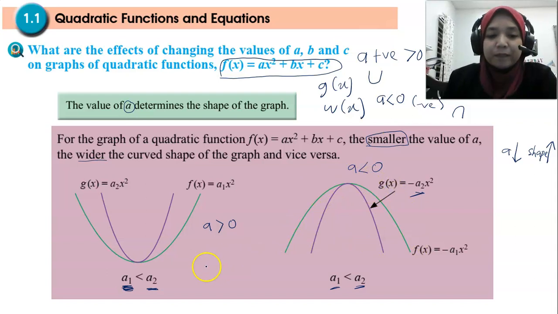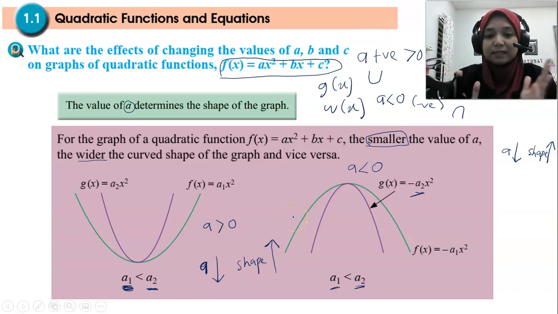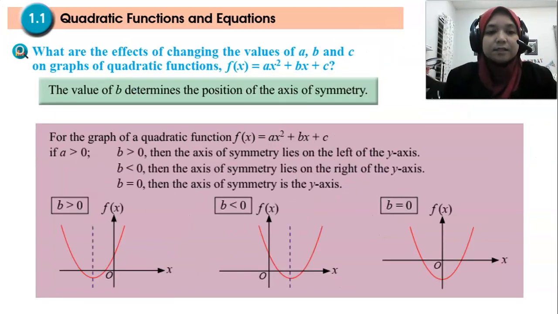So awak kena ingat je, bila a smaller, shape will be wider or greater. Ingat, bila nilai a awak kurang, kecil, awak punya bentuk graf akan semakin besar atau dia semakin luas. Awak tak kata tinggi tau, awak kata luas sebab dia wide, lebih besar. So, a determines the shape of graph, whether it is smaller or wider.